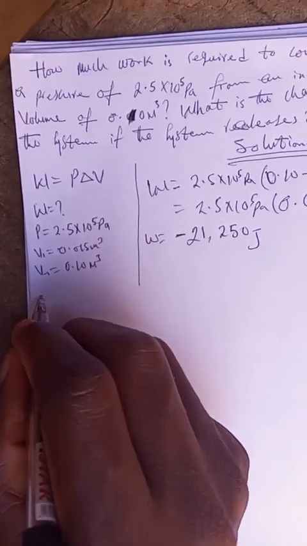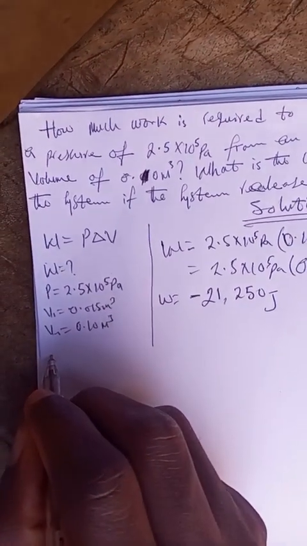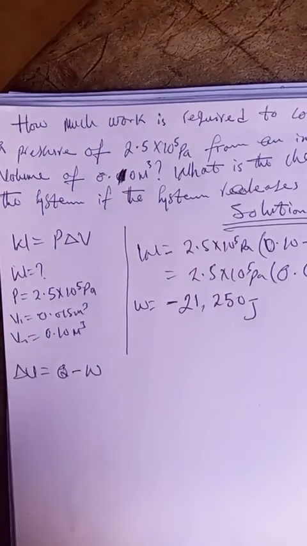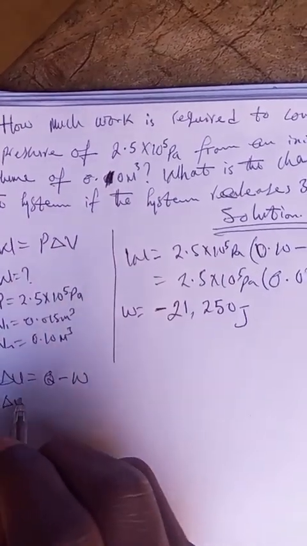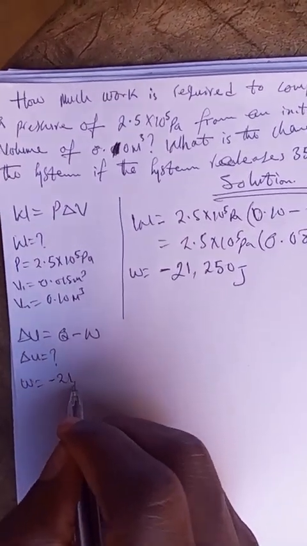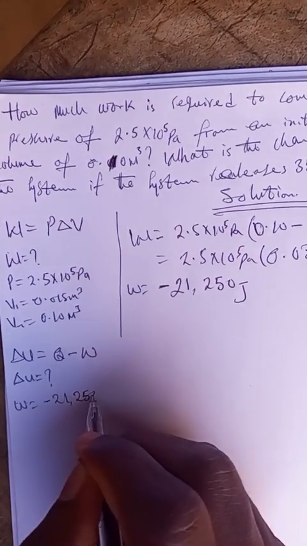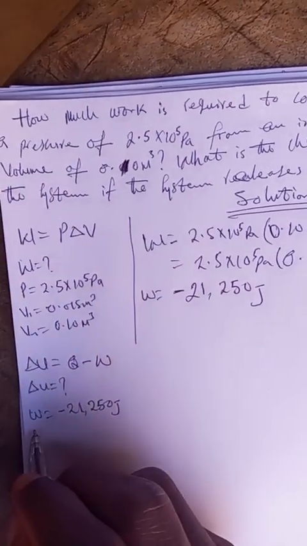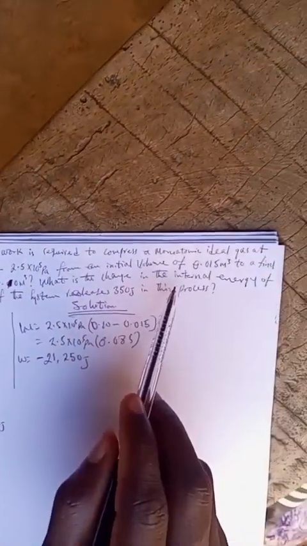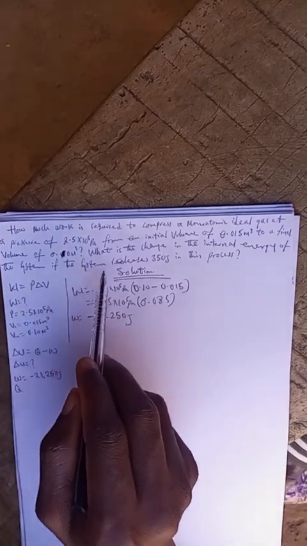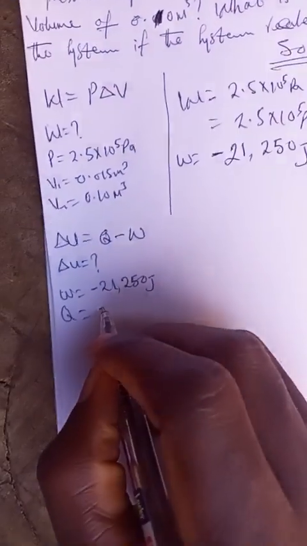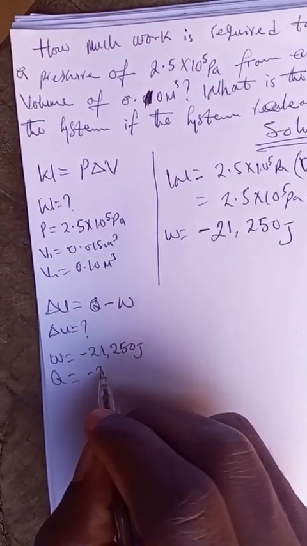Now you can use this one to calculate for the internal energy. That's going to the first law that says internal energy is equal to Q minus W. Our internal energy is not given here. Then W is equal to minus 21,250 joules. Let's look at the Q. When the system releases the heat out, then your heat there is minus as well. Your Q is minus 350.